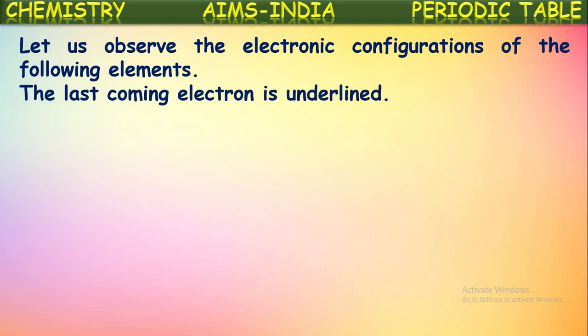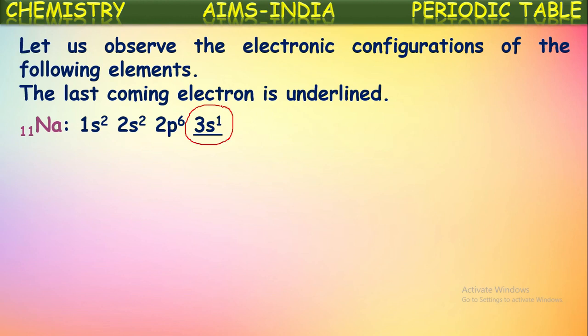The last coming electron is underlined here. Observe carefully the configurations so that we can understand how these blocks are categorized in the table. First, if we see sodium, its atomic number is 11. If we see its configuration, what do we get? At last, 3s1. The differentiating electron for sodium is in the s subshell. So it is an s block element, isn't it?